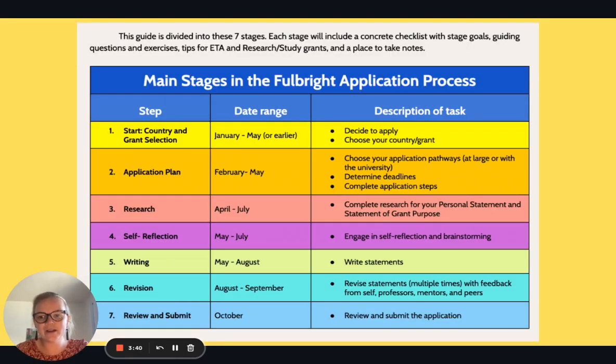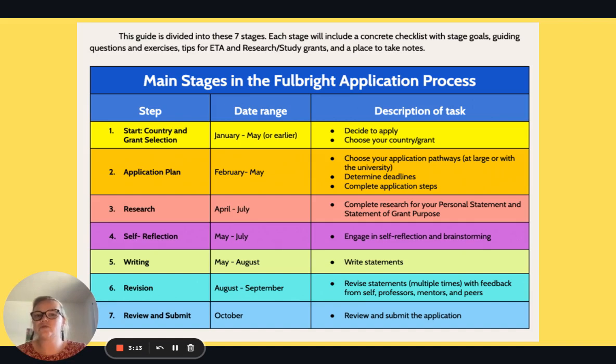But going back to what you should be focusing on in the writing stage. You're going to take all of the research you did about your host country and the grant, and also those self-reflection questions, and you are going to highlight key themes, anecdotes, and characteristics about yourself that are going to align with that Fulbright mission and answer the statement of grant purpose questions and personal statement questions completely and clearly.